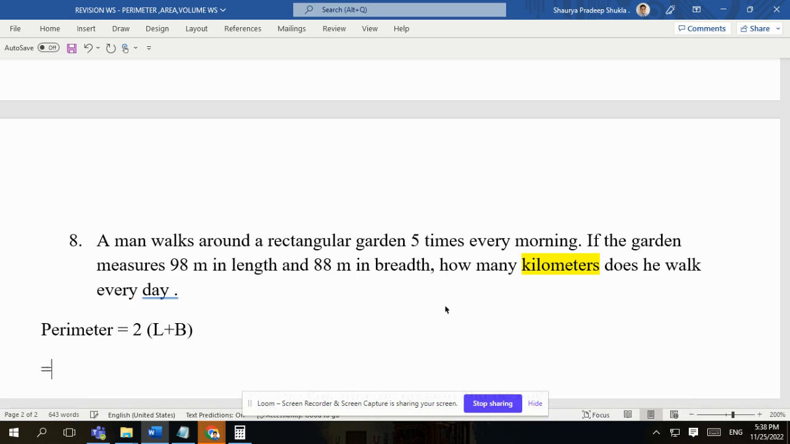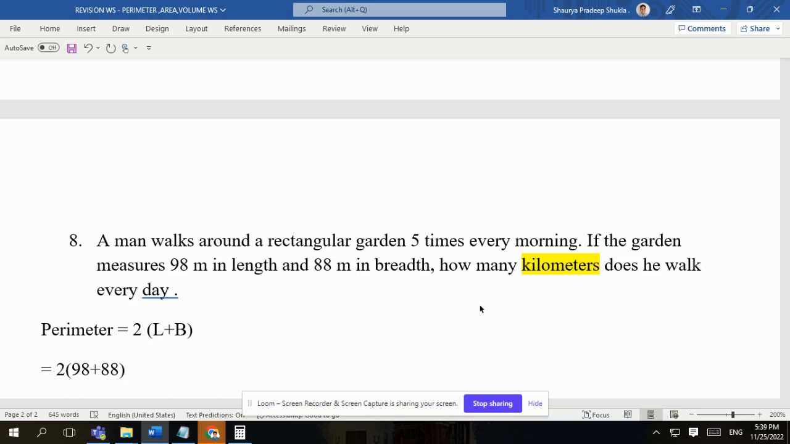Okay. So here you will get how much? That is L is 98 plus 88. If you solve 98 plus 88, let's see how much we get. 8 plus 8, 16, carry forward 1. 9 plus 1, 10, that is 186.